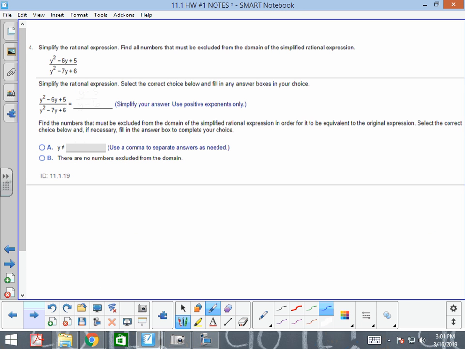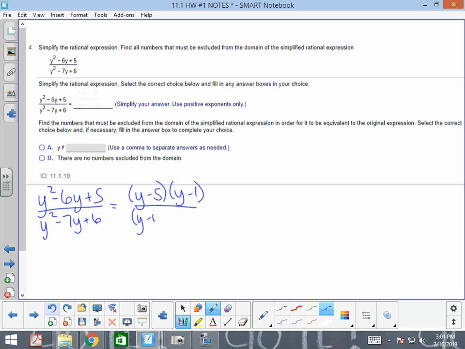All right, number 4. This time we have 2 trinomials. We have a trinomial in the numerator and we have a trinomial in the denominator. So we have learned how to factor these. This is a real simple guess and check. We want the factors of the last term that add up to be the middle term. So this will be y minus 5, y minus 1, over y minus 6, y minus 1.